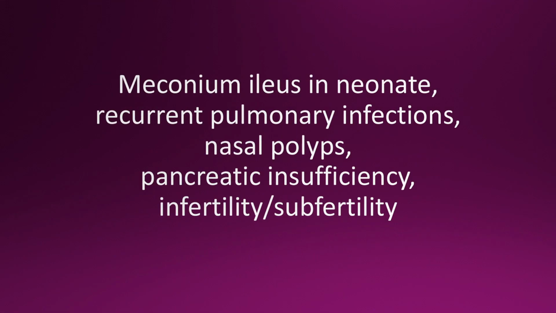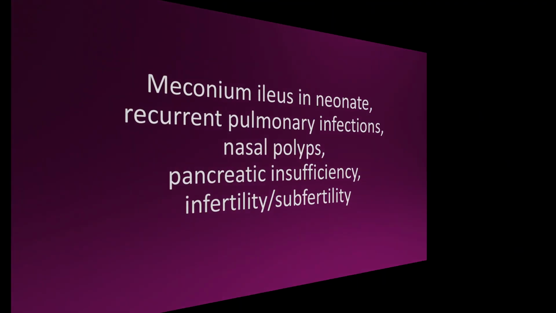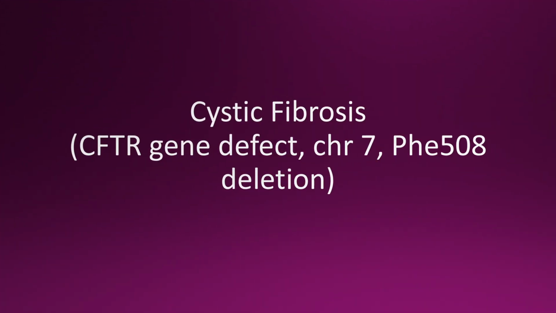If you see meconium ileus in a neonate, recurrent pulmonary infections, nasal polyps, pancreatic insufficiency, infertility or subfertility, what will be your diagnosis? Cystic fibrosis. Cystic fibrosis is caused by a gene defect of the CFTR gene. It is located on chromosome 7. To be precise, it is most commonly the deletion of Phe508. Moving on to next flashcard.